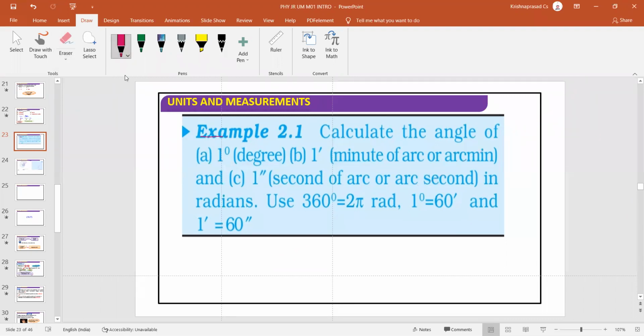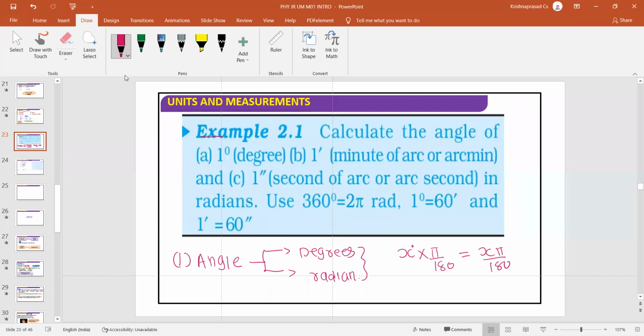So, first of all, I want you to understand, we talked about two supplementary quantities, right? The first one was plane angle. Plane angle is measured in two units, degrees and radian. There is a relationship between a degree and a radian. Suppose a quantity is given as x degree. If it is to be converted into radians, you have to multiply it with pi by 180. So the answer will be x pi by 180 radians.